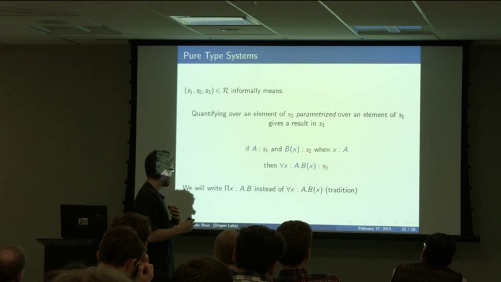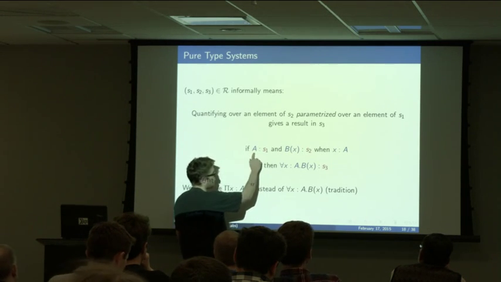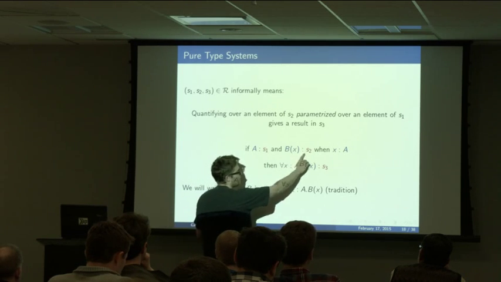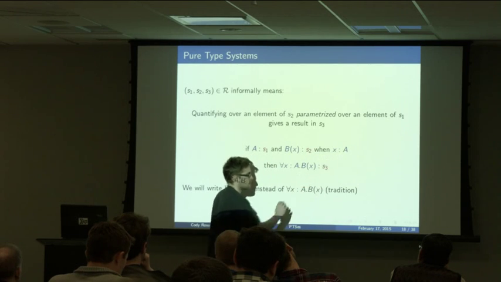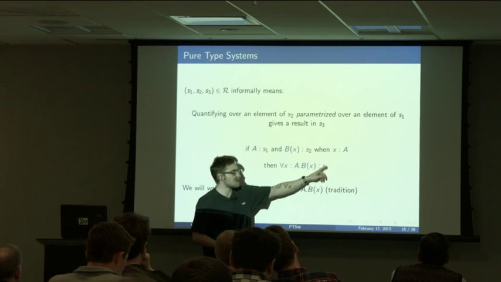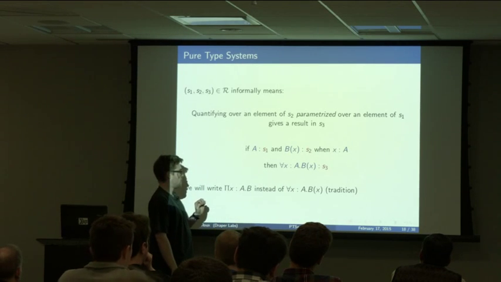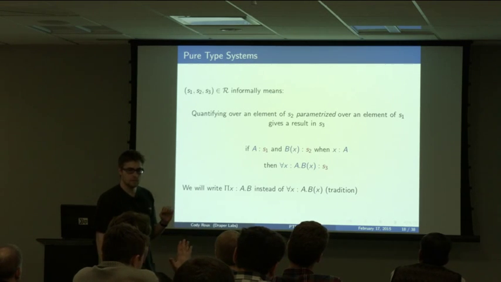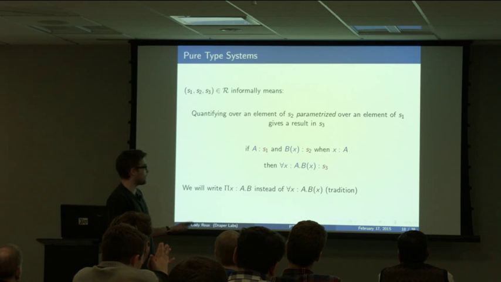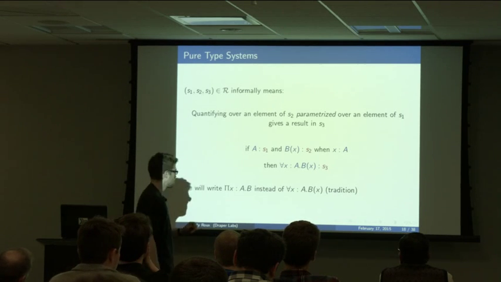Okay? It's better to see some examples, but basically if you have something of type S1, and B of X, so you have a parameter here of type S2 whenever X is of type A, then for all X in A, B of X is of type S3. Okay? Almost all the time, S2 is equal to S3. Yes. And so this looks like a dependent tuple sort of smashed together with a dependent function. So it's a dependent function. It's just the way I express it makes it sound a little bit like a tuple, I guess.